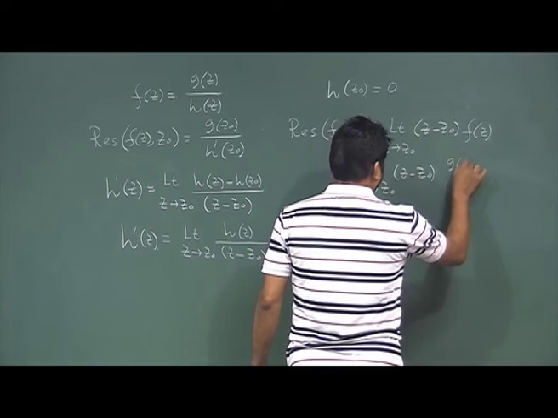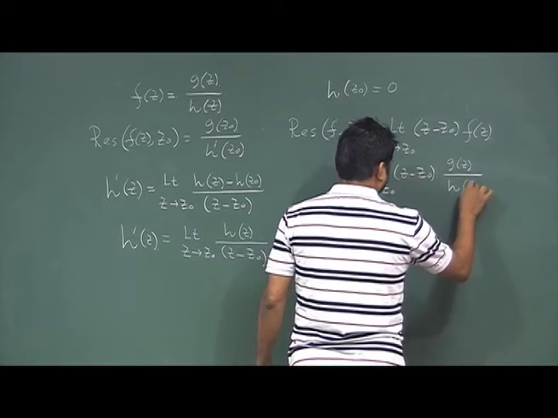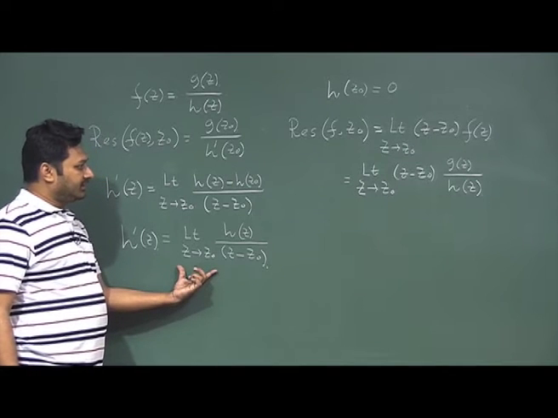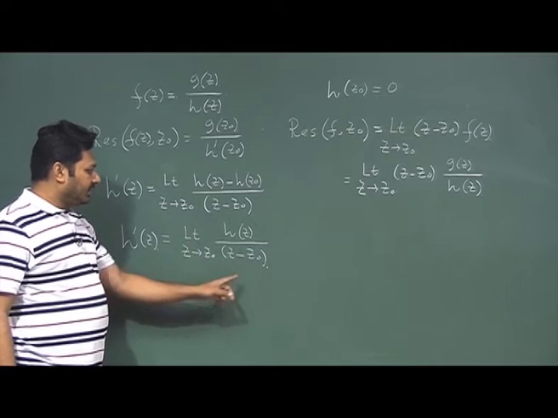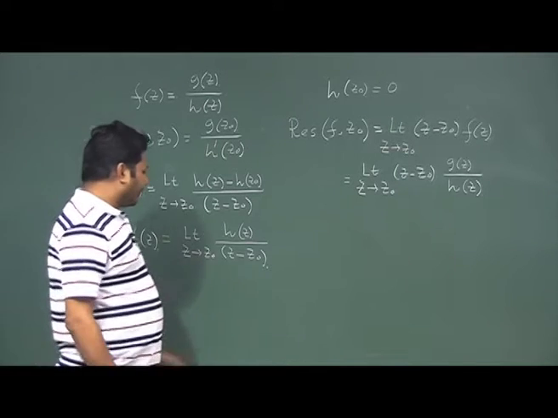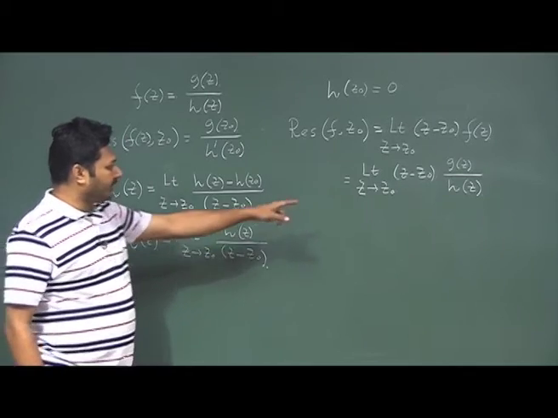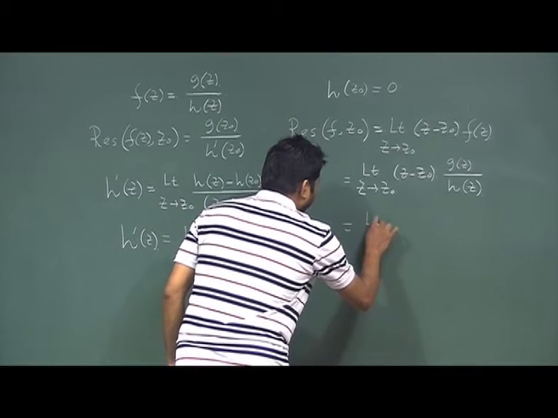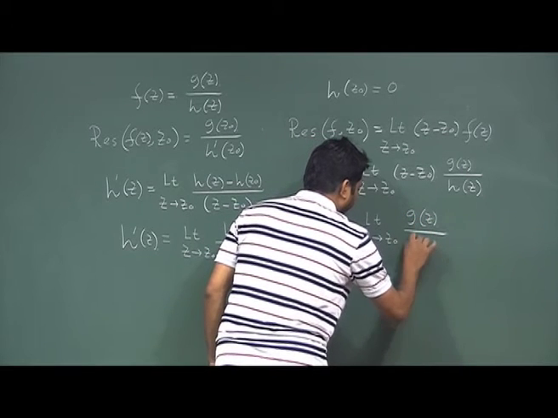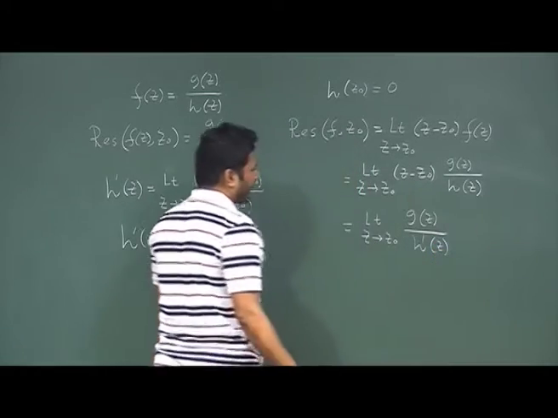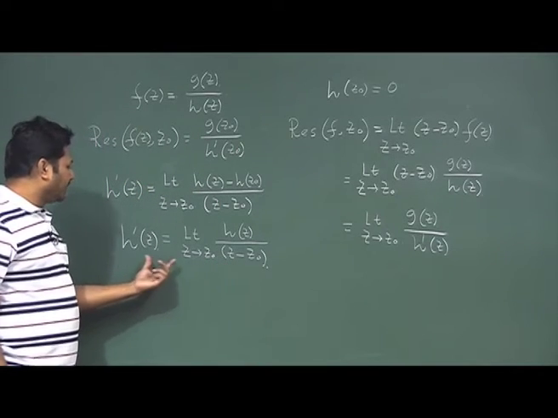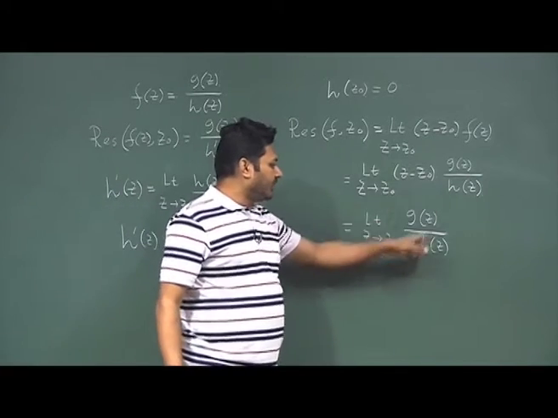So, if you look carefully, you will find that this quantity is already here, with the limit z tends to z0, h prime z is already there. So if I replace this divided by this from here, it will come like limit z tends to z0 of g of z divided by h prime of z. I replace this entire thing from here, since h prime is given by this.